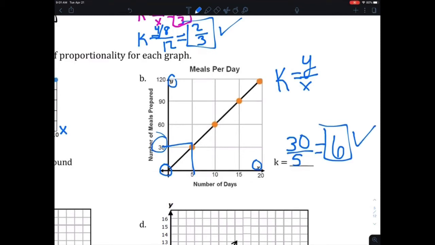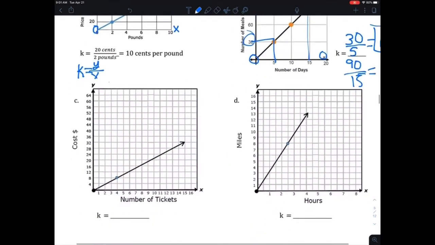And of course, we could try another one. When my y value is 90, what's my corresponding x value? 15. And if you have your handy dandy calculators, you can use them, or just use mental math. This is simple enough, and we get that this is the same thing as 6 as well. Awesome. Moving on.